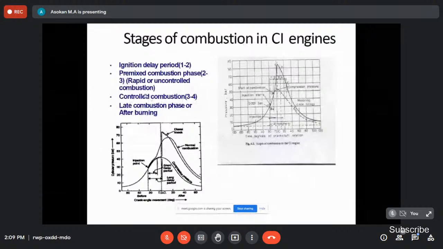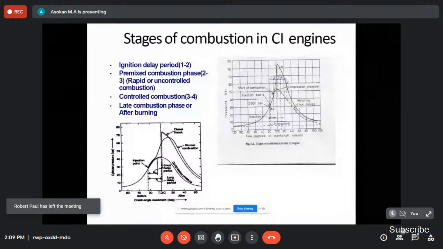And we move to the stages of combustion in CI engines. Stages of combustion is normally discussed as the ignition delay, then propagation of flame, then after burning. But here there are 4 stages. One is the ignition delay period, then pre-mixed combustion, then rapid combustion, then after burning. See, the fuel is injected. When the piston compression takes place, at the end of the compression, around 20 degree before TDC, the fuel injection starts.